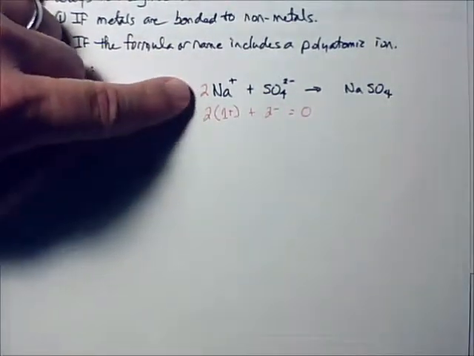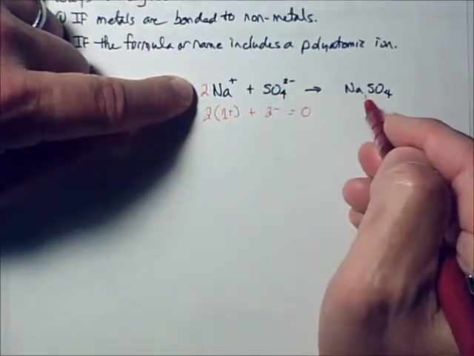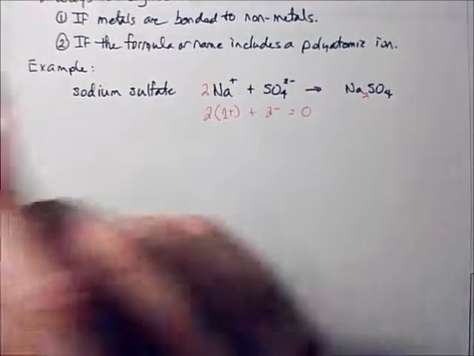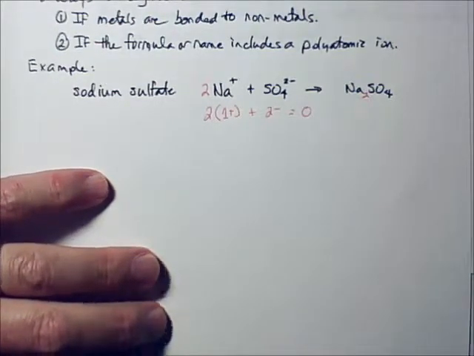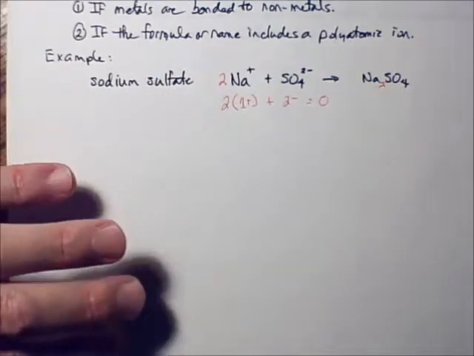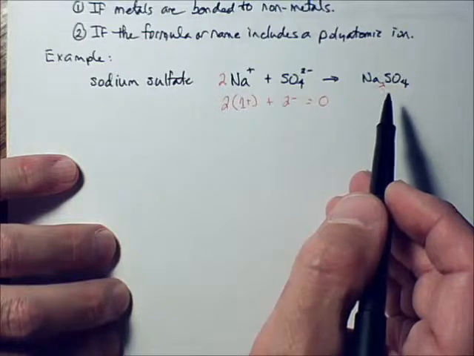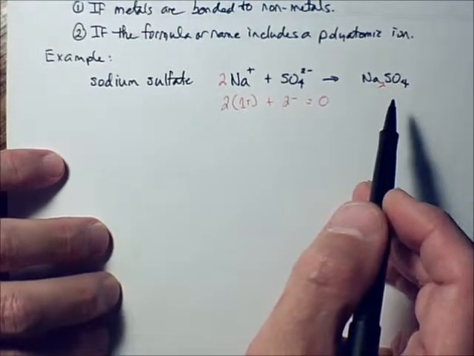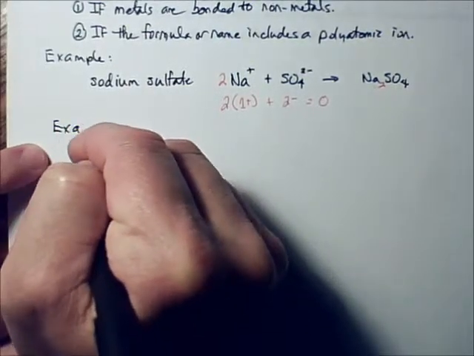And I need to have that coefficient 2 here to show that this is bonded with this sulfate ion. It has to be written as a subscript here. So sodium sulfate has this formula. Now there's something else we need to know about when I have a polyatomic ion in a formula. Actually, when I have more than one polyatomic ion in a formula. Let's take a look at another example here.